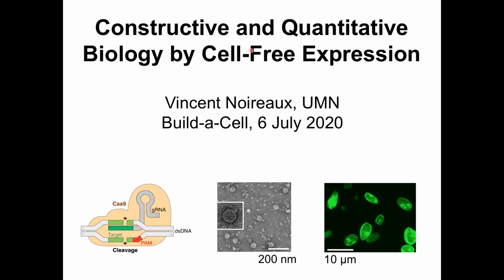We developed a cell-free expression system from E. coli that allows us to construct biochemical systems in vitro using regulatory elements from E. coli and from bacteria. CRISPR works very well. We're able to express large gene sets such as phages that are infectious when they are produced in vitro.